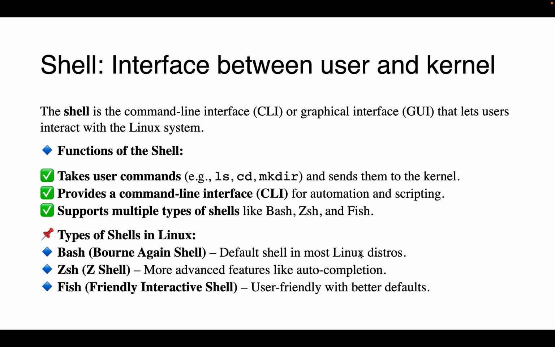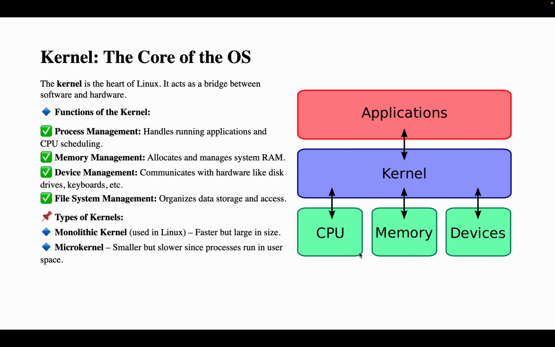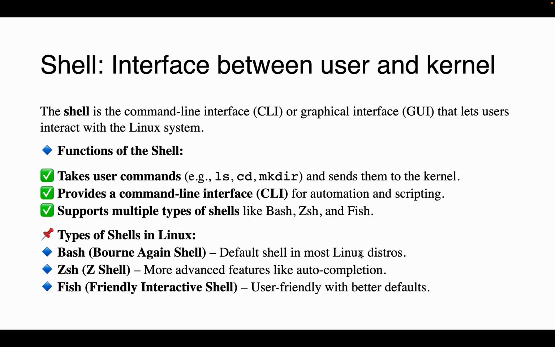The shell is the interface between users and the kernel. The shell is the command line interface, CLI, or graphical interface that lets users interact with the Linux system. Think of the kernel as the brain of the computer. It controls everything from handling running programs to managing memory and talking to your hardware like your keyboard or mouse.